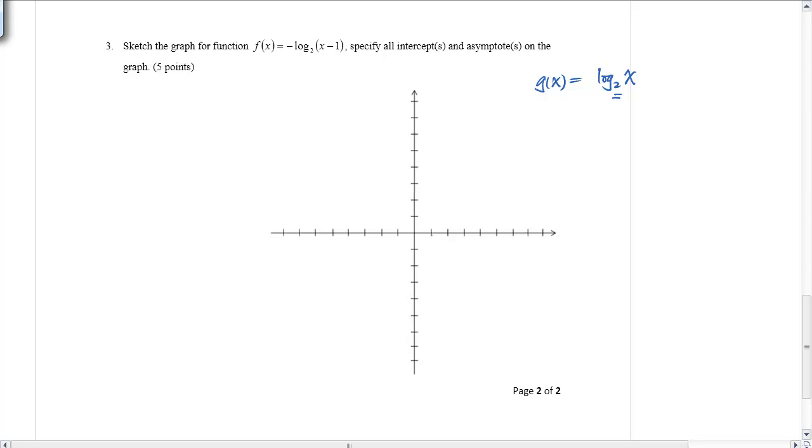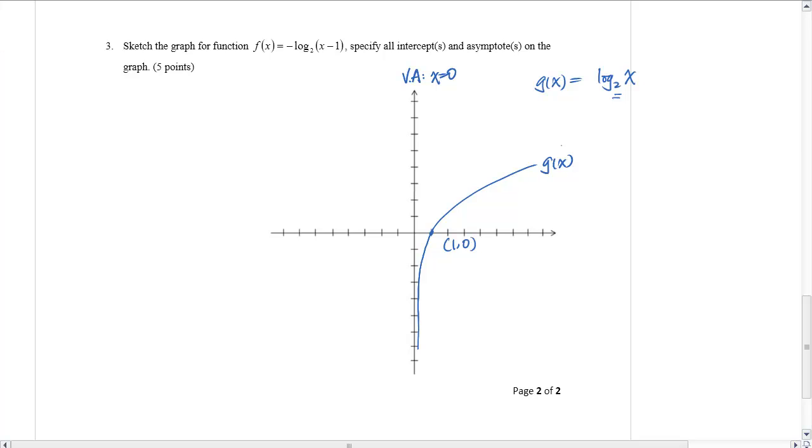It will have the x-intercept of (1, 0), and also it will have a vertical asymptote that is the y-axis, which is simply the vertical line x equals 0, and the graph will be always increasing. So here is the general shape of this graph. But this is the g(x) function. This is not the f(x) function. We're going to sketch our f(x) function based on this parent function.